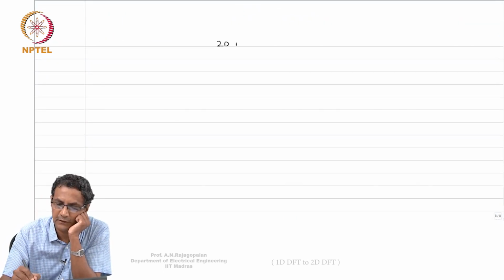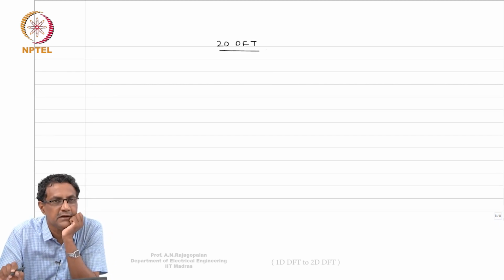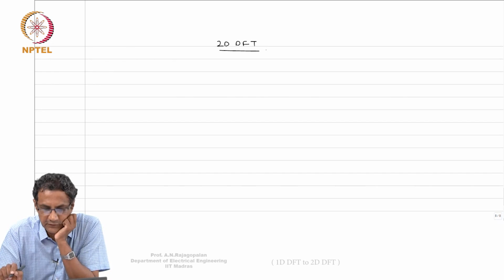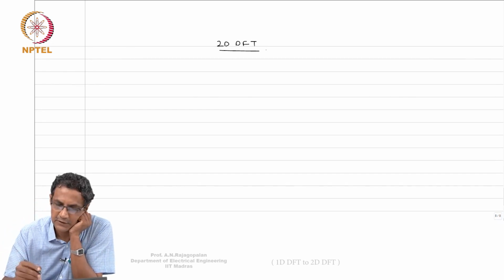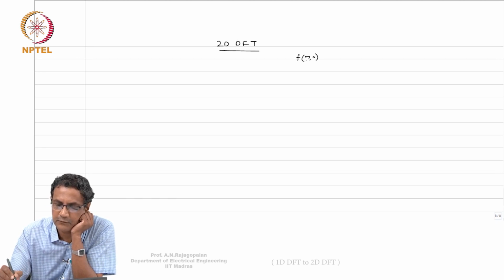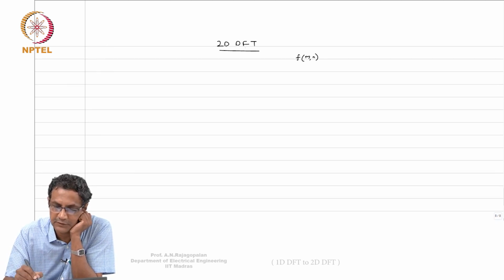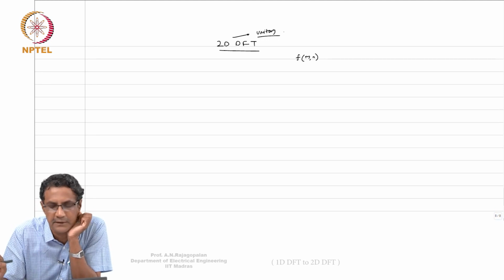A 2D DFT. If you know how to do a 2D DFT, then a 3D DFT, a 10D DFT is all fine. A 2D DFT, what will we do? We'll just go by whatever we did. So if I had an image, suppose I call that f of m comma n, and I want to compute my 2D DFT coefficients, from now on I'll assume that I'm talking about unitary DFTs only.